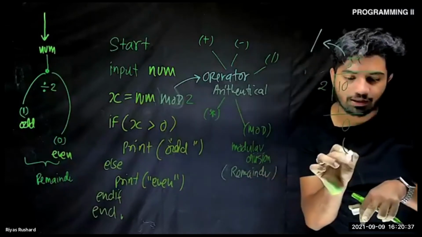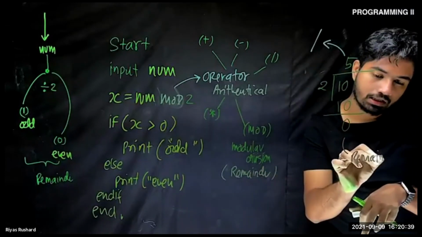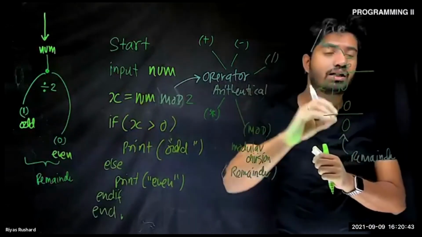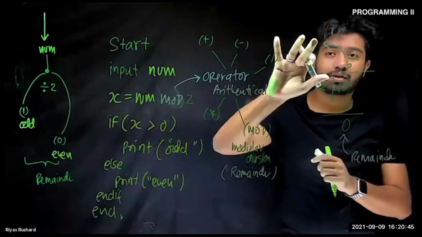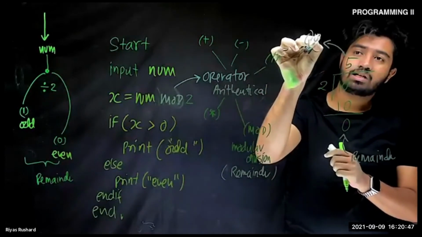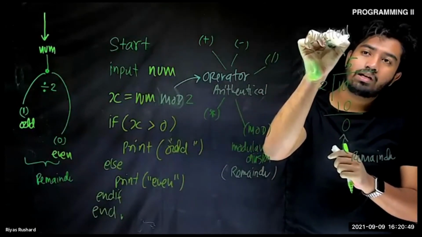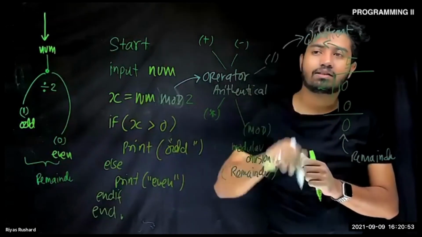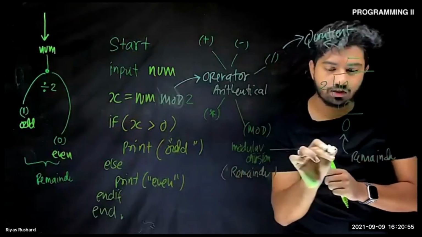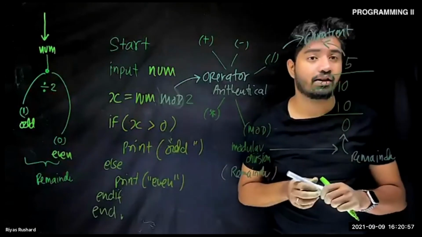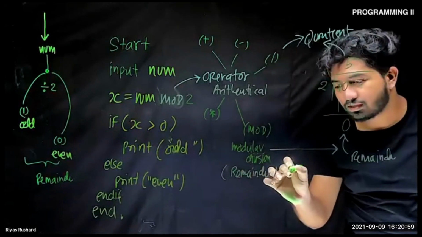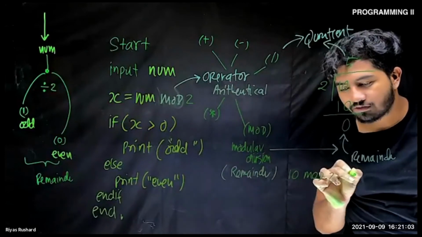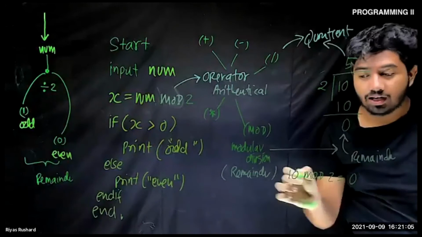This is the remainder. And this is the division result, which we call the quotient. That is this value. The division gives you the quotient. Modular division gives you the remainder. Therefore, 10 mod 2 gives you 0.